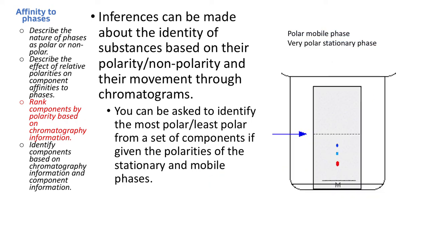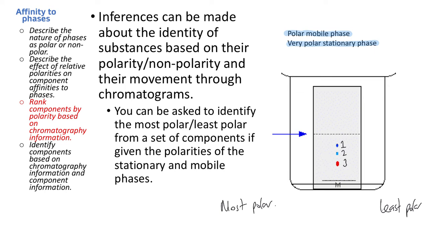All right, here's another example. We have three components here. So if we are saying that we have a polar mobile phase and a very polar stationary phase, we have to work out which one is the most polar to the least polar. Okay, so let's write over most to least polar. Let's rank these out. I'm going to number these ones here, 1, 2, and 3.